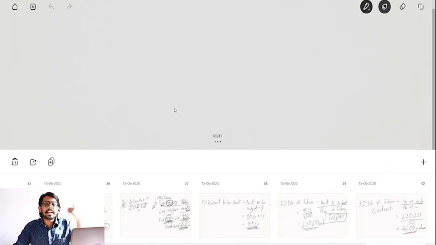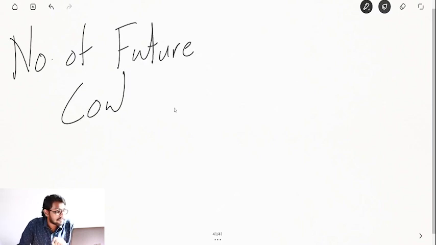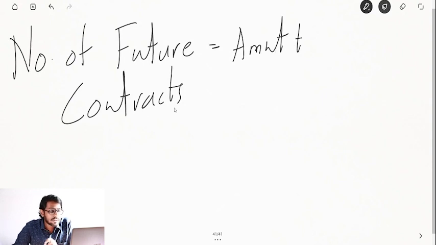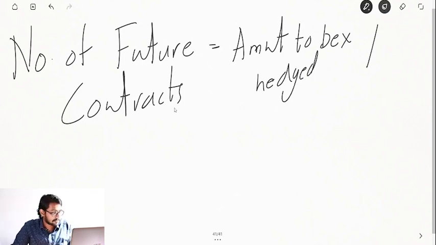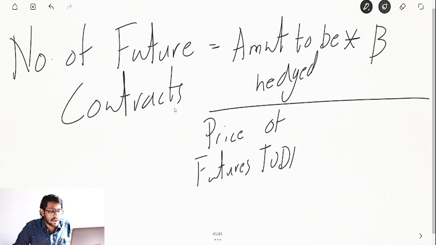Step 1, 2 and 3, I am combining into one step. So, write down this formula in the formula page. Number of future contracts. In every question of futures, you will have two steps. Step one will be the cross. Step two will be number of future contracts. Number of future contracts is equal to amount to be hedged into beta, divided by price of futures today. Please write in all caps, it's an important word.